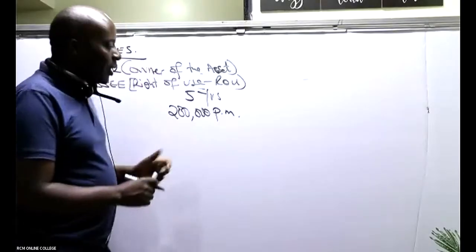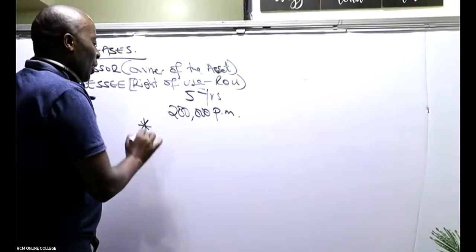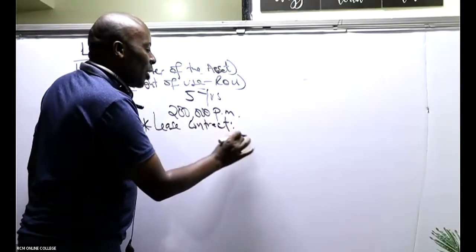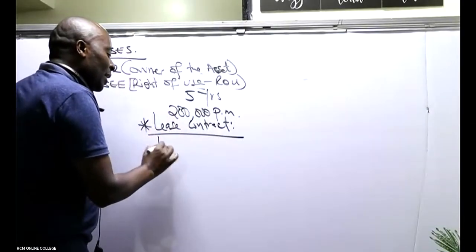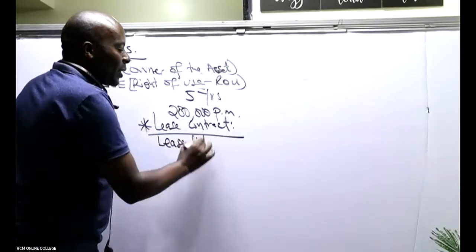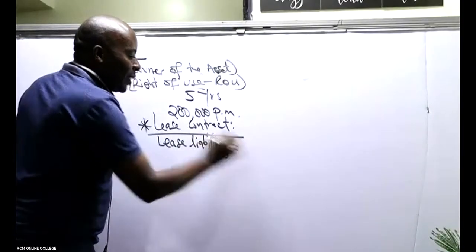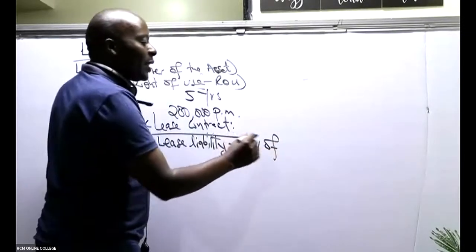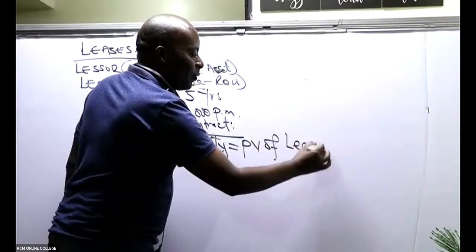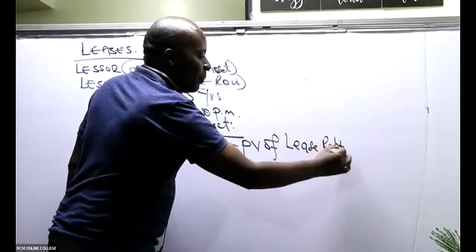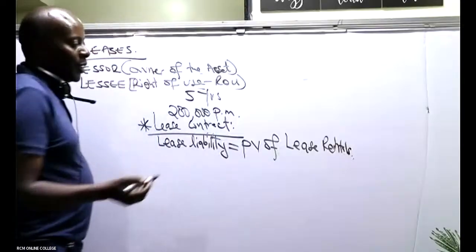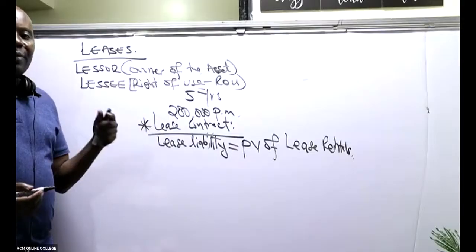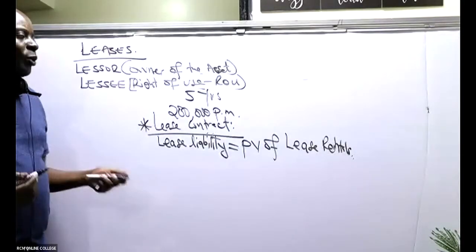So the very first thing you do whenever you sign a lease contract, you must first of all recognize what we call a lease liability. You must recognize a lease liability. And to get this lease liability, we normally take the present value of lease rentals. The present value of lease rentals. And I told you, ladies and gentlemen, remember in financial reporting, you'll not even be given tables. You need to know how to calculate this.